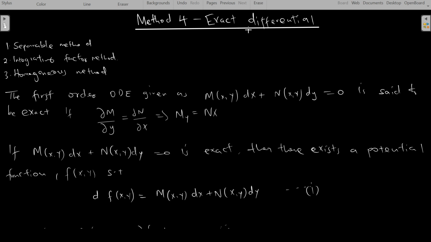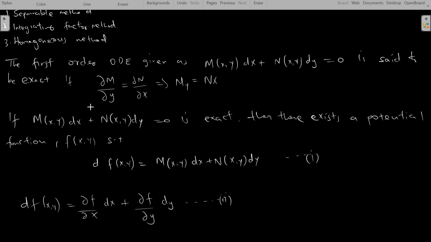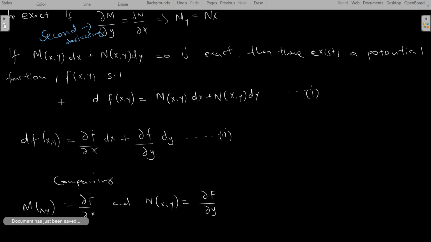So we are using the exact differential. The first order ordinary differential equation given as M of x,y dx plus N of x,y dy equals 0 is said to be exact only if the derivative of M with respect to y, and keep in mind this is the second derivative, equals the derivative of N with respect to x. Again, I'll take you back to Clairaut's theorem, which I introduced earlier for this purpose.